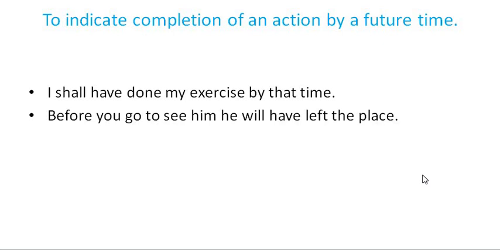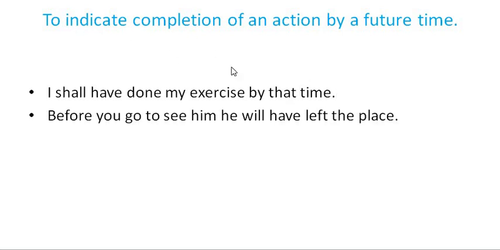And this one is future perfect tense. It tells about the completion of an action by a certain future time. That is what it means to say, I shall have done my exercise by that time. Before you go to see him, he will have left the place. So when you say he will have left the place, this action would be over. Before you go to see him, I shall have done my exercise by that time. So if you come to meet me, I shall have completed my job.